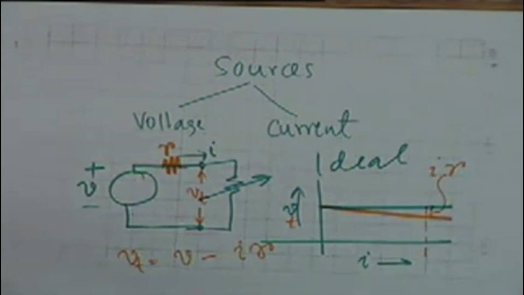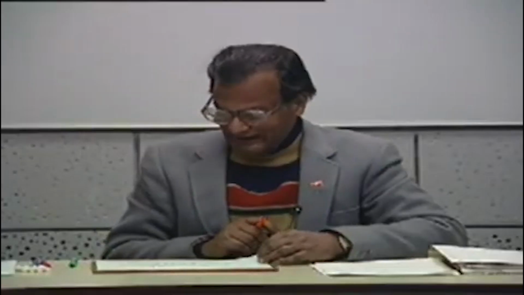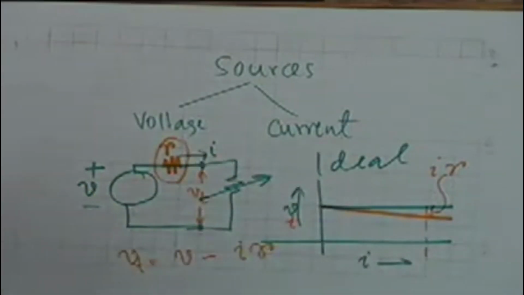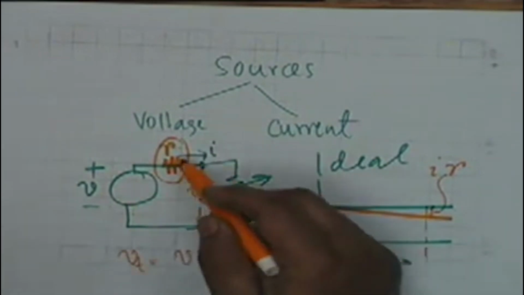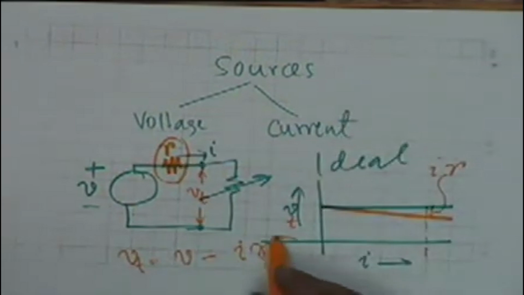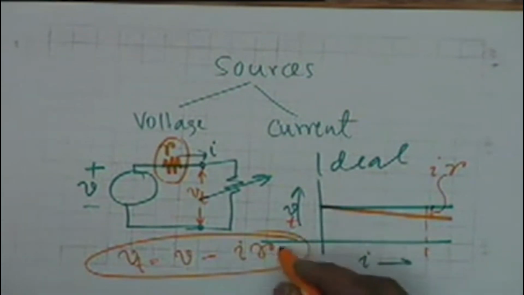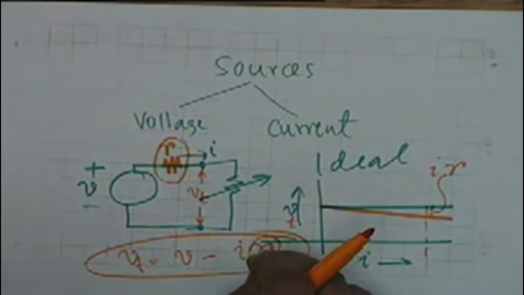Is that clear? The difference between an ideal voltage source and a non-ideal voltage source. Will this line always be a straight line? Yes, if this resistance is linear, then this line shall always be a straight line, because the terminal relationship is given by Vt equal to V minus I r, which is an equation to a straight line, provided small r is a linear resistance, that is, it does not depend on either the current or the voltage.